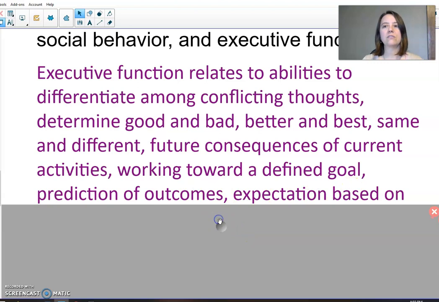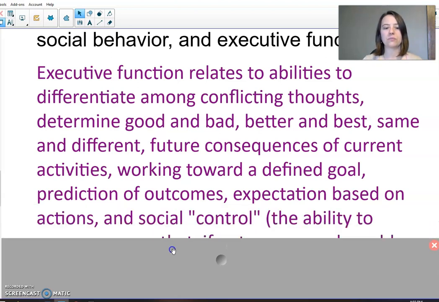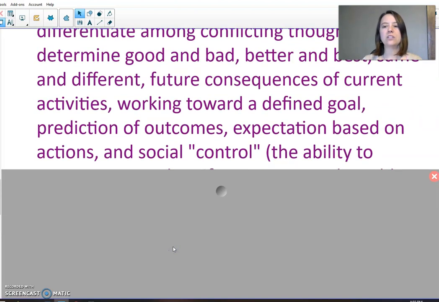The prediction of outcomes. So you could predict that if you do work on shooting basketball 15 minutes a day, that you would get better at it and you get better at your free throws. So expectations based on action. This one is pretty similar to prediction of outcomes.